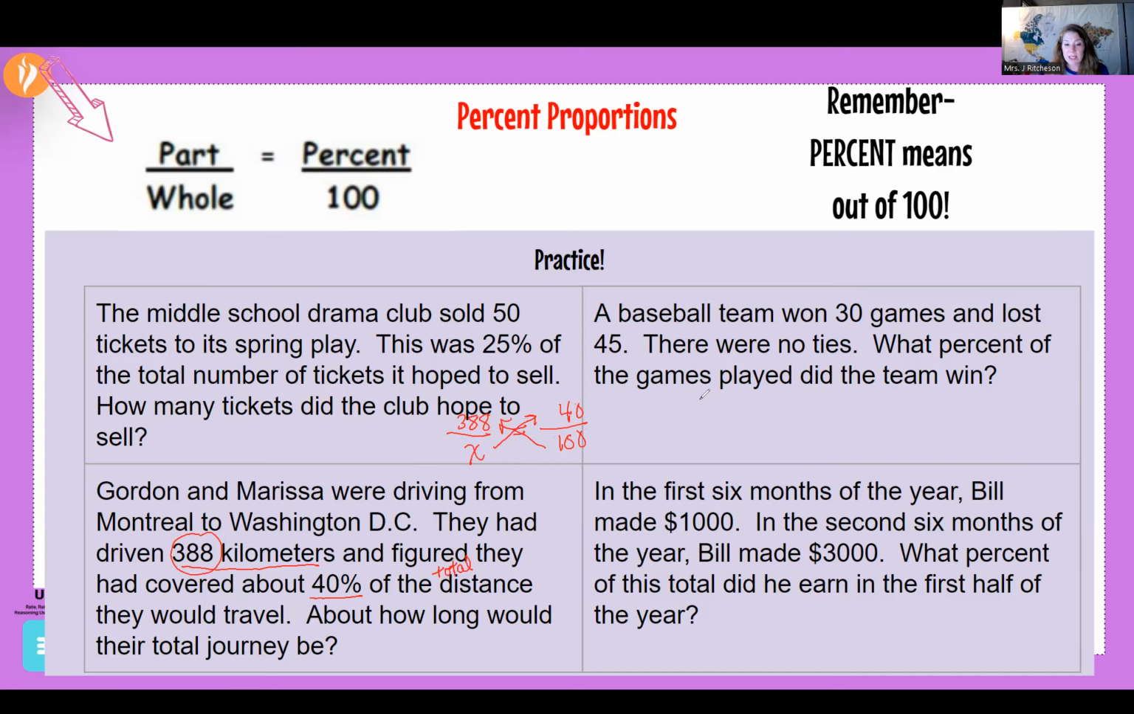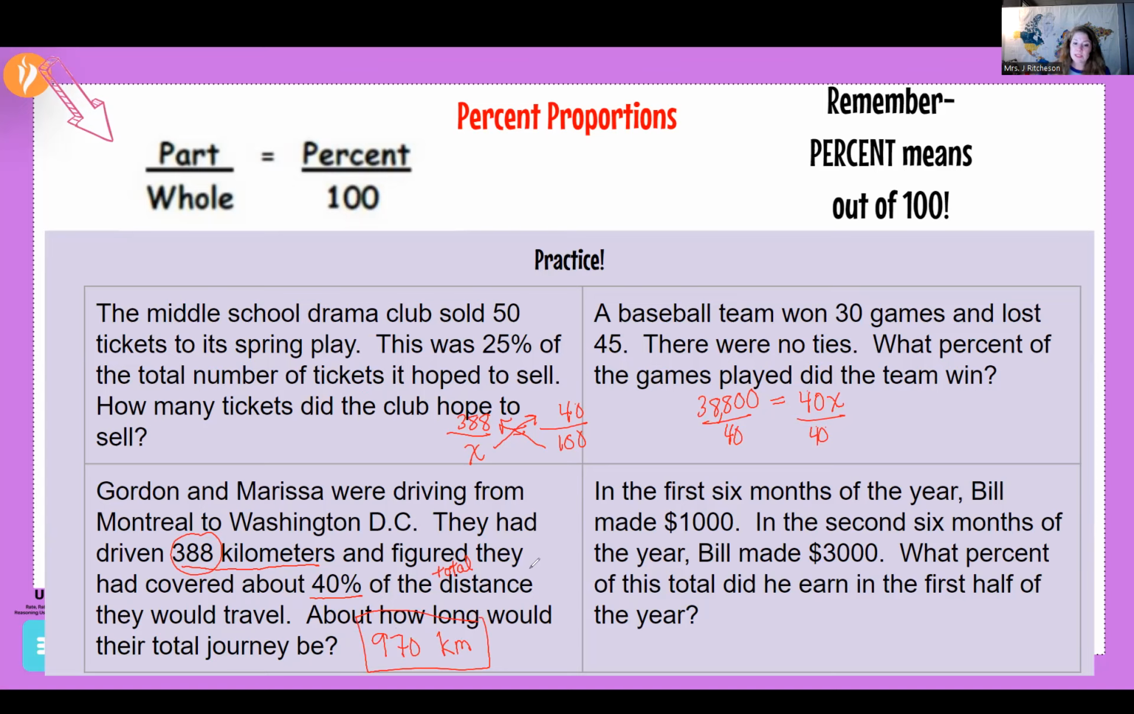So we're going to cross multiply. We're going to get 38,800. And then we're going to get 40 times X is 40X. And now we divide by what is attached to the variable. All right, what is 38,800 divided by 40? The answer is 970. 970 kilometers is their total trip.